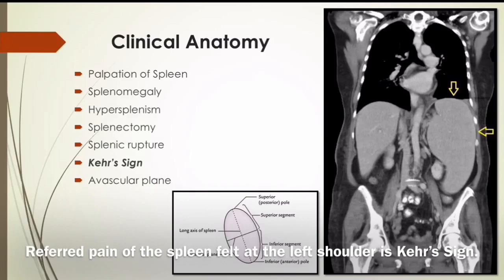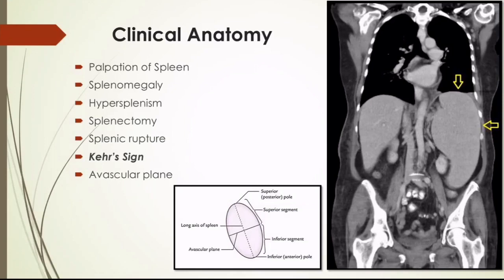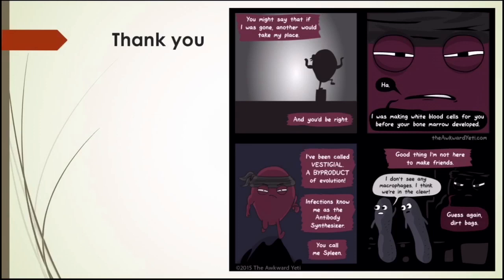Also note that the spleen has an avascular plane. So when you're operating on the spleen, you should go along this avascular plane. It is seen as a plane perpendicular to the long axis of the spleen, dividing it into a superior and inferior segment.